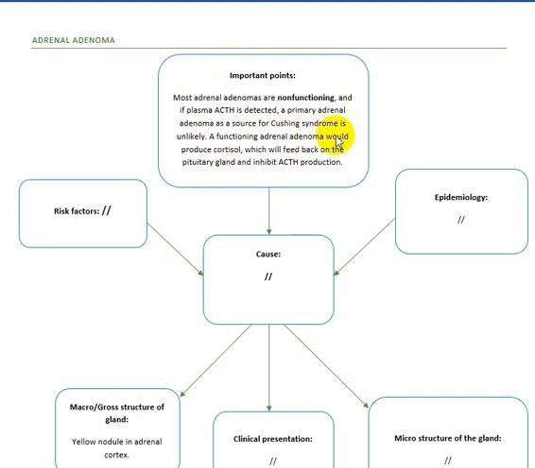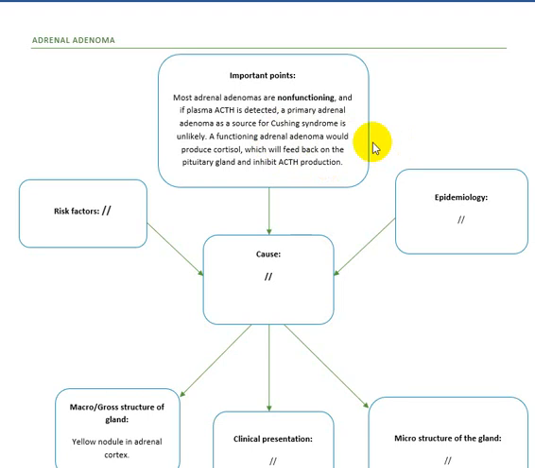A functioning adrenal adenoma will produce cortisol, which will feed back on the pituitary gland and inhibit ACTH production. If you see that ACTH is instead high, you realize that it is an ACTH-dependent Cushing syndrome, and so the cause is not primary. In this case, if you go and do the adrenalectomy, you're going to cause another complication, which is Nelson syndrome.